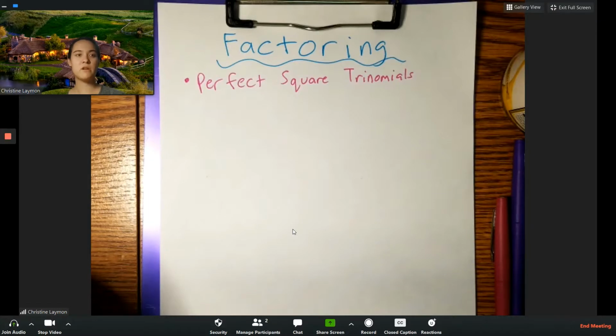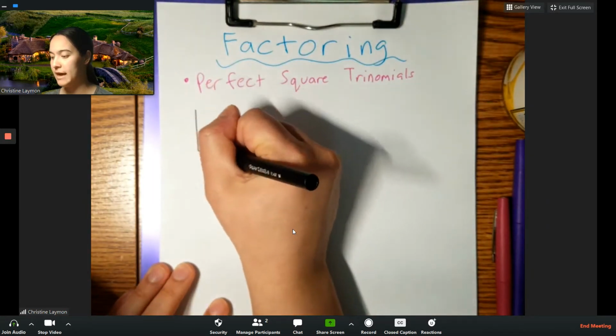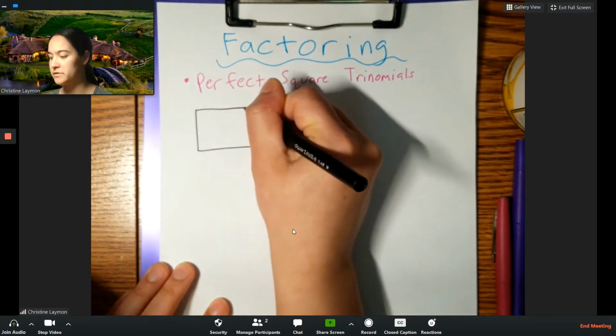So we've already been talking about different kinds of factoring. I'm going to go through a review of perfect squared trinomials. A perfect squared trinomial will look like this visually, and then I'll show you what it becomes as an equation. So suppose I have this nice perfect square.